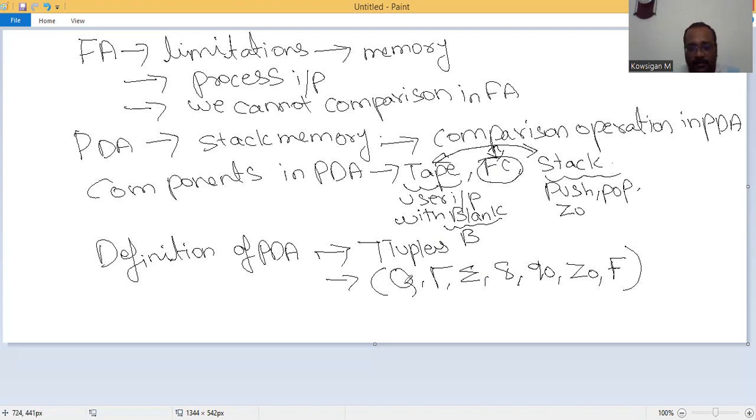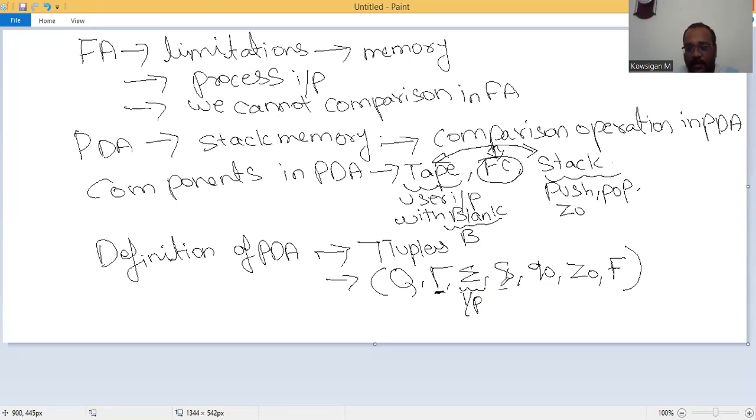You already know that capital Q means the set of finite states. All the states we use in an automata diagram come under capital Q. Tau represents the input tape symbols. You may ask why we mention tau separately for the input tape symbols. It is because our tape symbols contain the blank also. The summation will be just the input symbols that the user is giving, but tau represents the input symbols along with the blank.